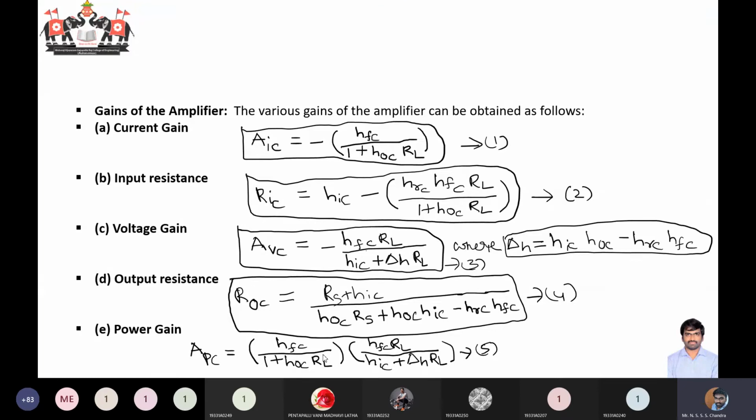Using these parameters, you need to find out what the hybrid parameters will be if you are connecting the transistor in common base configuration. So you need to find out HIB in terms of HIE, HFE, HRE and HOE. Similarly, you need to find out HRB in terms of the hybrid parameters in common emitter configuration. So that will be the conversion of hybrid parameters from common emitter to common base and from common base to common emitter. I'll be discussing at least one conversion in today's class.